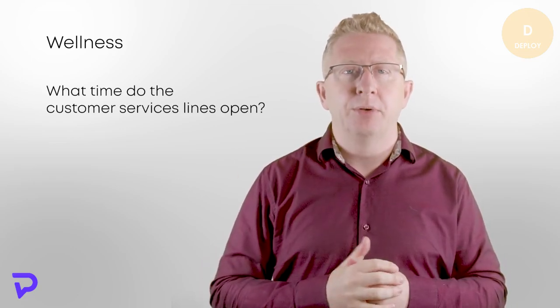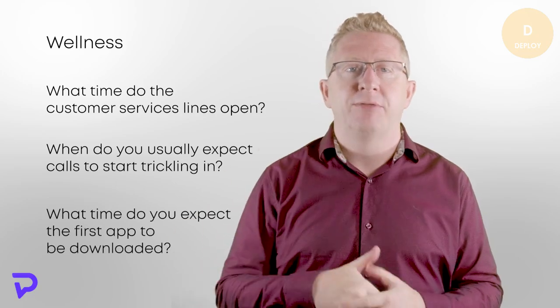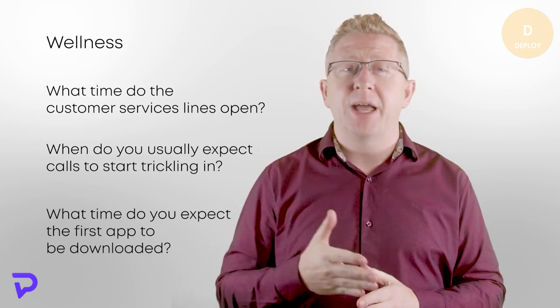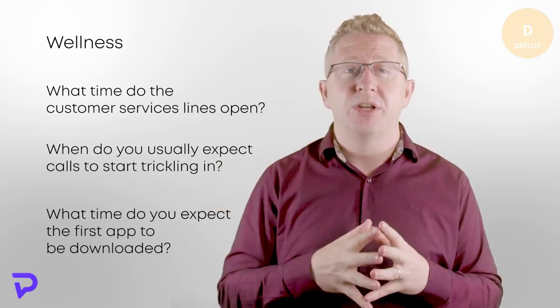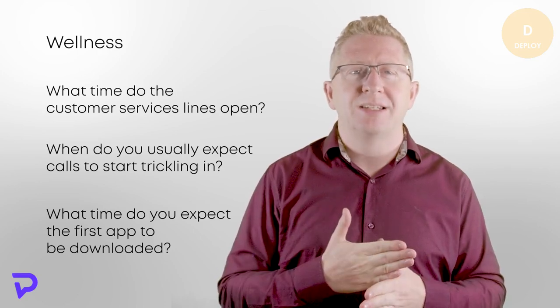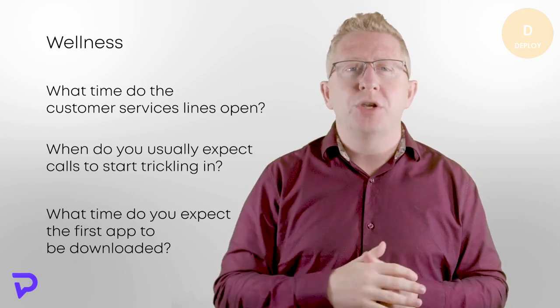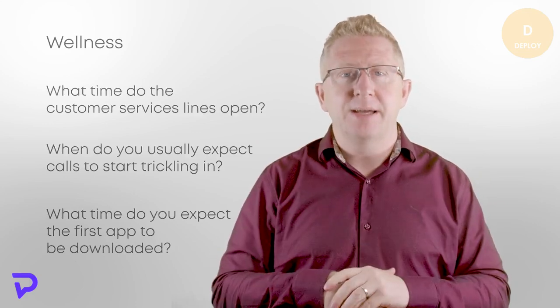Let's say it's 9 o'clock in the morning, your thing has been switched on. What time do the customer service lines open? When do you usually expect calls to start trickling in? What time do you expect the first app to be downloaded? In some cases, you'll have knowledge and facts. In others, you'll have an expectation regarding when this is going to happen. So having those checks in advance will help you predict outcomes in a much better way. Is this what you'd expect to see and when you'd expect to see it?